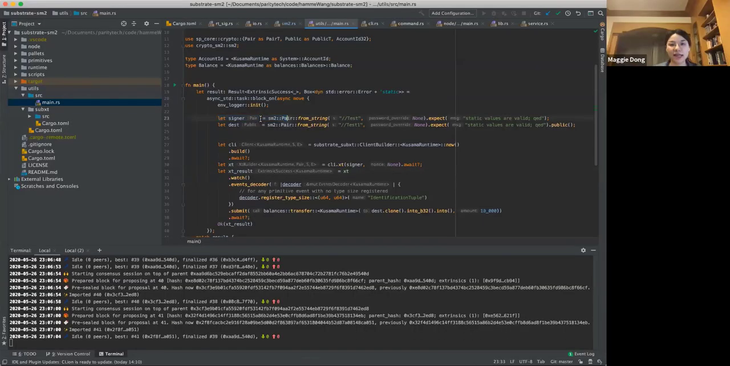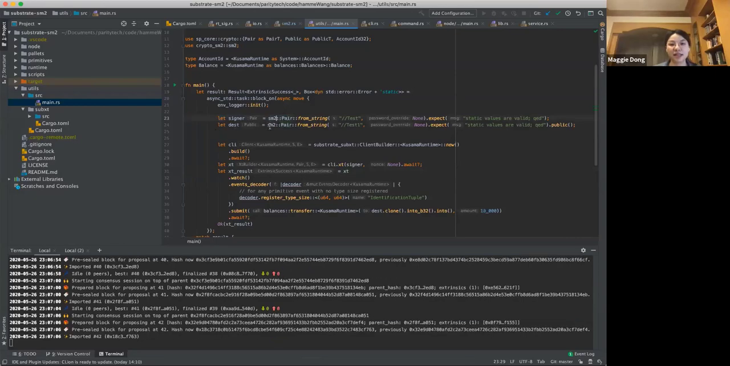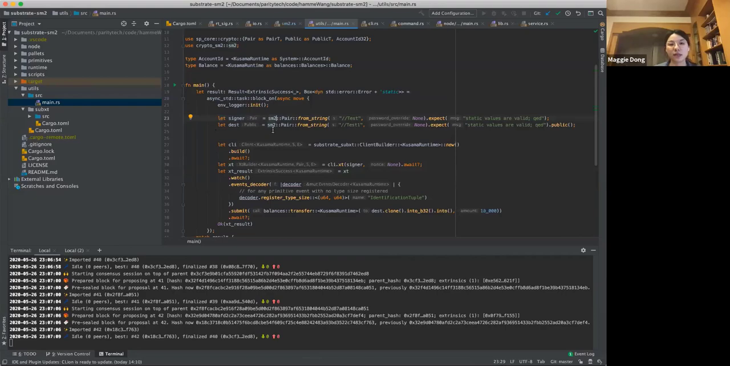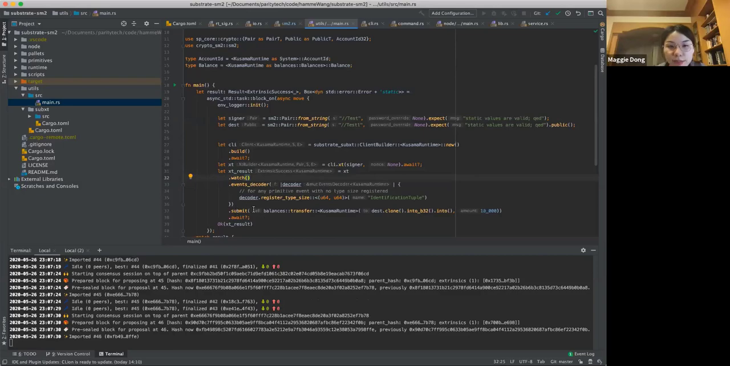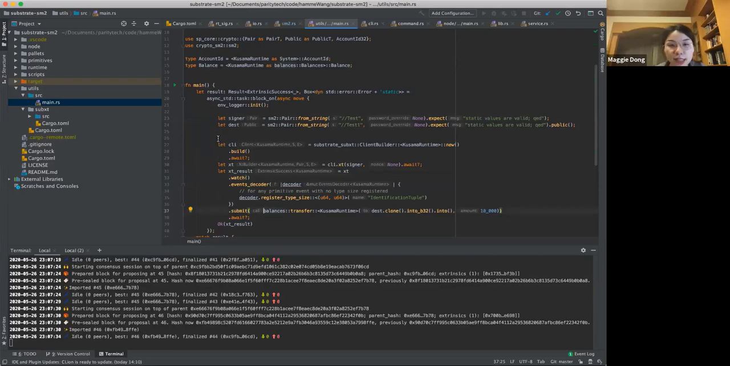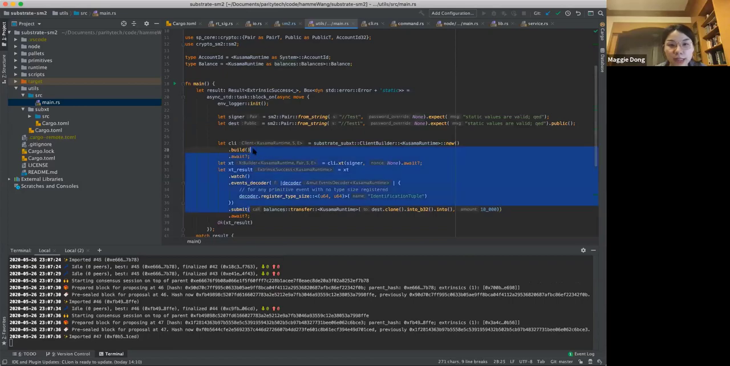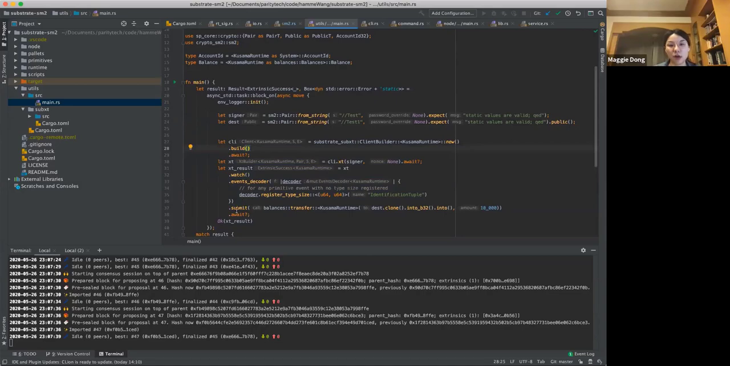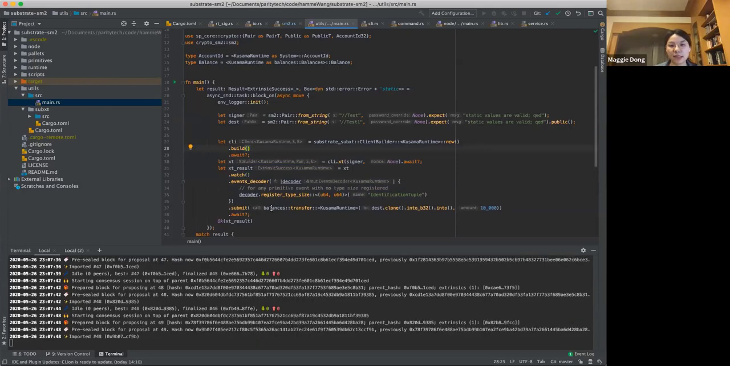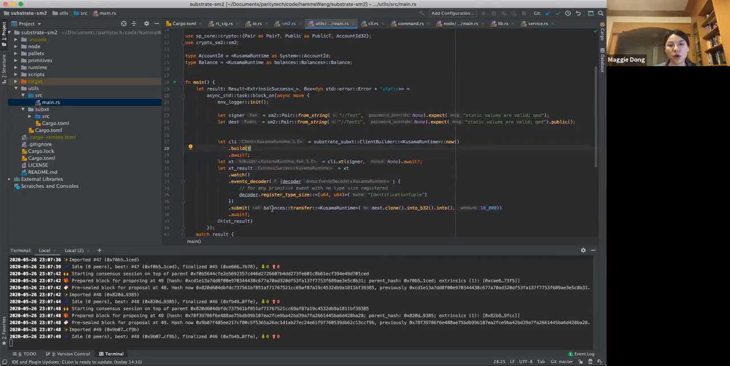So here the signer is a pair. It includes the secret key and the public key, and here's a dest, and they are derived from the SM2 algorithm. And here's a client, which I believe is a connection that you start with your running Substrate node, to submit. You can just copy all this code, and all you need to modify is the things from the signer to the dest.